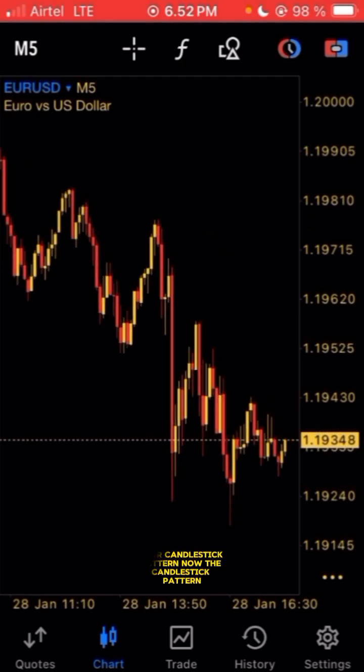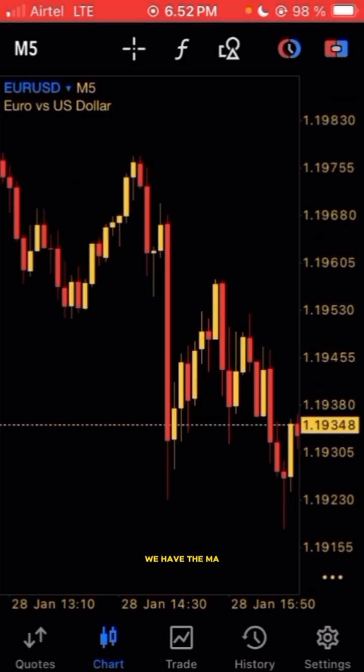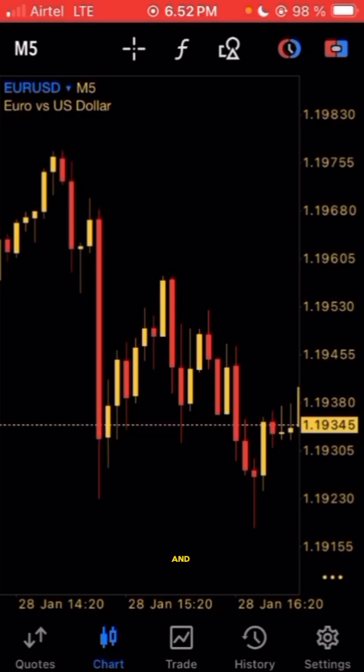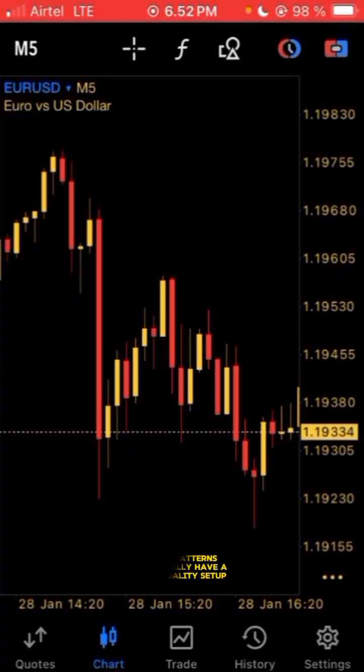Now the candlestick pattern in advanced price action, we have the major candlestick patterns and we have the minor candlestick patterns. The minor candlestick patterns are those patterns that really have a low quality setup, while the major candlestick patterns are the ones with the highest trading setup, the highest possible setup.